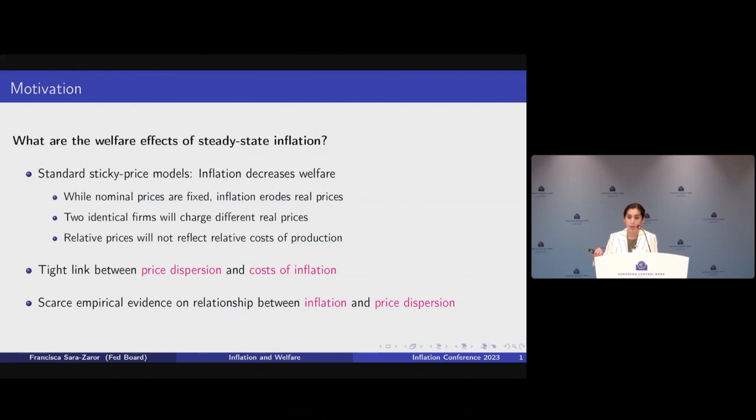So when we observe price dispersion, this price dispersion is not reflecting the relative costs of the firms, and this will be generating inefficiencies. So in these kinds of models, there is a very tight link between price dispersion and the costs of inflation. And even though the relationship between inflation and price dispersion is crucial for welfare in this type of models, we don't know much about this relationship in the data.